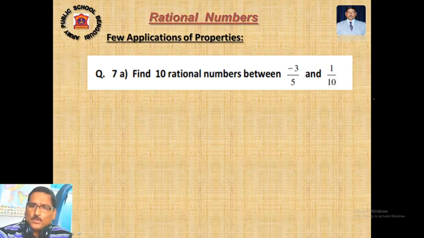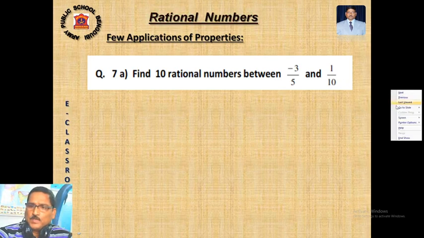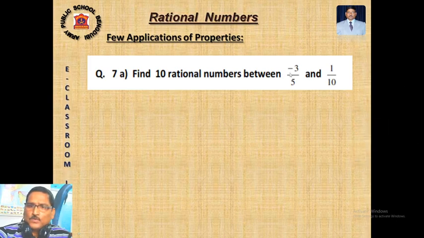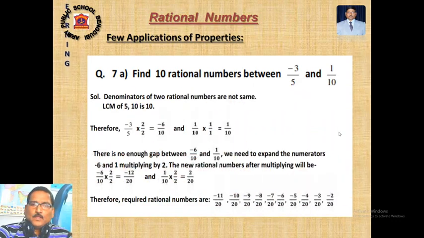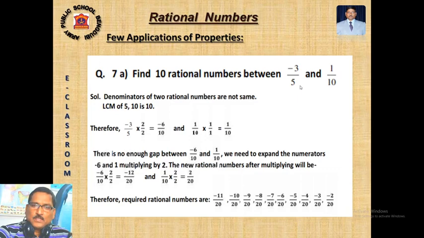When the denominators of the two numbers are not the same, what to do? We have to make them the same by taking the LCM. What is the LCM of 5 and 10? 10. Clear? So now we have to make 10 the denominator of each rational number. 5 is there, you have to make it 10: multiply by 2. When you multiply the numerator by 2, the same thing you have to do to the denominator also. So it is coming minus 6 by 10. And 1 by 10, multiply by 1 because 10 is already there.